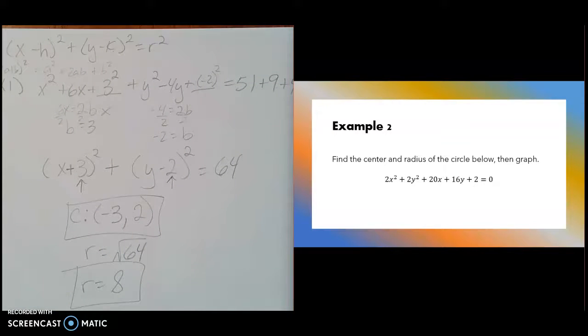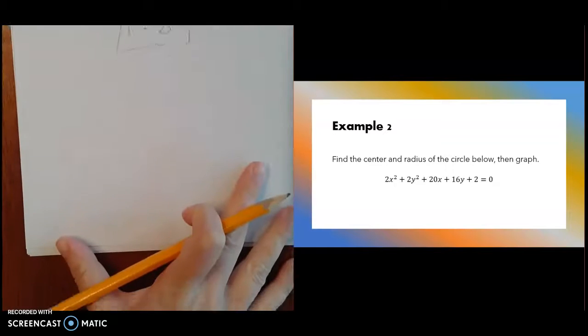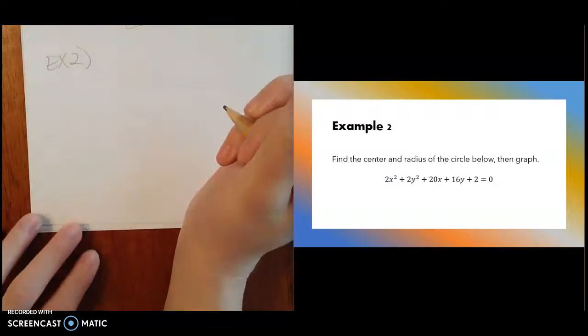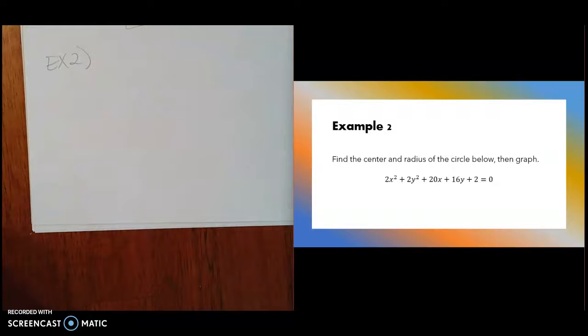All right, let's do another one. For example 2, I'm going to do just about the same thing. The only thing that I'm going to do differently, if you notice this one, I've got a 2x squared instead of a 1x squared, a 2y squared instead of a y squared. We have coefficients in front of those x squared and y squared. Let's go ahead and divide both sides of our equation by 2 at the very beginning.